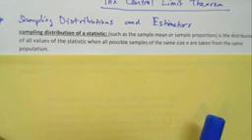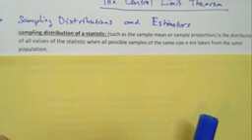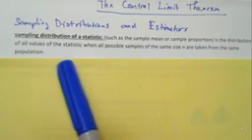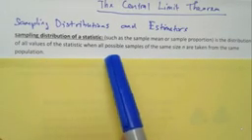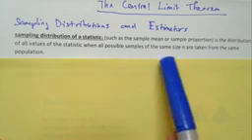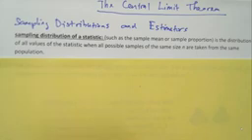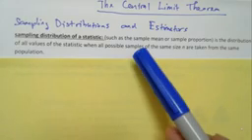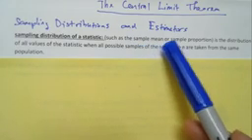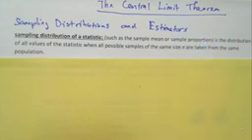The sampling distribution of a statistic is defined to be the distribution of all the values of the statistic when all the possible samples of the same size n are taken from the same population, and that could be the sample mean or the sample proportion.